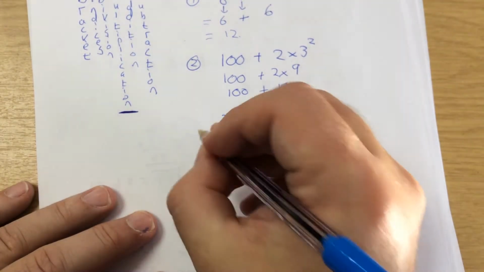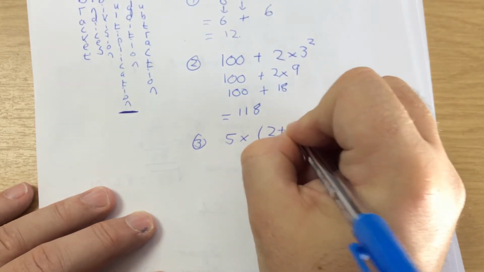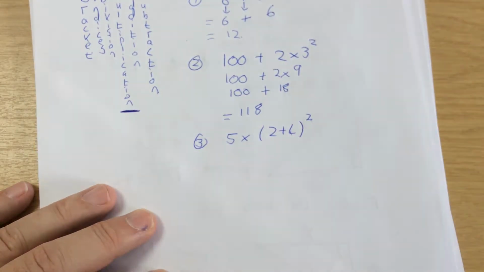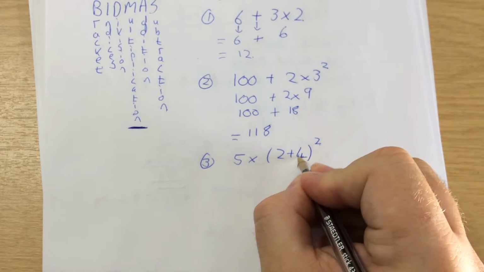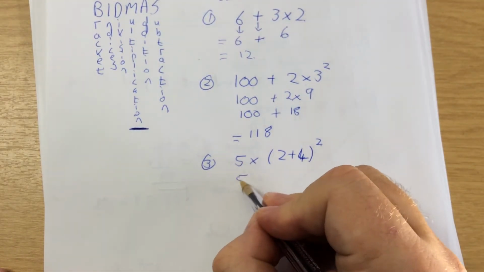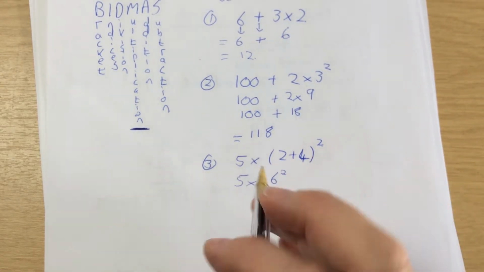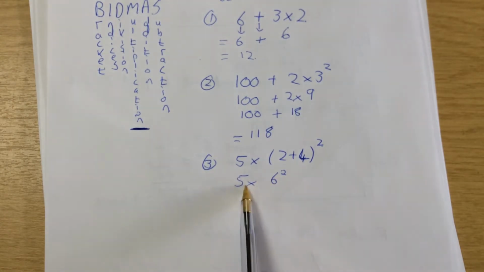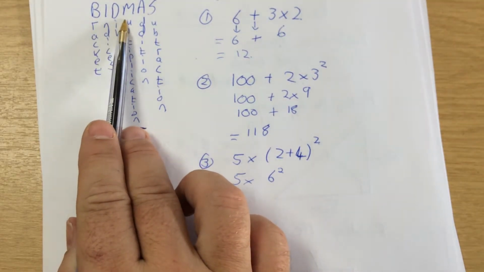Third and final example on BIDMAS is what happens if you get one like 5 times 2 add 4, all squared. I'm looking at my BIDMAS again. It tells me to work out the bracket first. So I work out what's inside the bracket first. So 2 add 4 is 6. So it becomes 5 times 6 squared. So you either do the times or the indice now. I'm going to do the indice because indice is before multiplication.